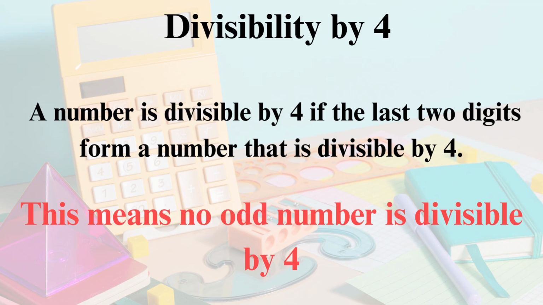Now let's go to the divisibility by 4. A number is divisible by 4 if the last two digits form a number that is divisible by 4. If we look at the tables of 4, or rather the multiples of 4, there will be no odd number in them. So what exactly we need to look into? All even numbers, to check whether they are divisible by 4 or not. So we will go by examples.